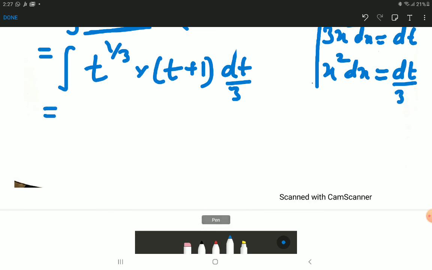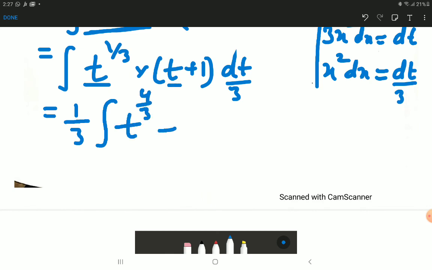Let's multiply them. 1 by 3 is constant, take it out. t raised to the power 1 by 3 into t raised to the power 1 will be t raised to the power 1 by 3 plus 1, that is 4 by 3. Plus t raised to the power 1 by 3 into 1, it is t raised to the power 1 by 3 only, dt.